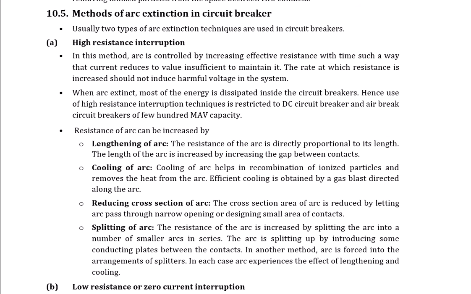The third one is reducing the cross section of arc, because we already know that the resistance R is inversely proportional to the cross section area. So if we reduce the cross section area, it will increase the resistance, and this is good for us so that we can quench the arc. The cross section area of arc is reduced by letting the arc pass through a narrow opening, or designing a small area of contact.